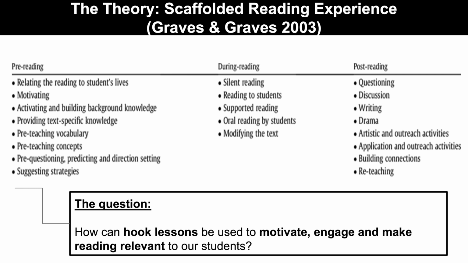When reading a whole class text, I use the Scaffolded Reading Experience Model by Graves and Graves. The model suggests that the reading process should be broken into 3 distinct sections: pre-reading, during reading, and post-reading. During the pre-reading section, students need to understand how the text relates to their lives. It's a period for encouraging motivation for reading the text, activating any background knowledge they already have that's going to help them understand, and teaching any text-specific knowledge or vocab and concepts that may be useful in accessing what's going on. It's also a time for pre-questioning, predicting and direction setting, seeing what deductions students can make so they feel invested in the text, and maybe a time to suggest strategies on how to read.